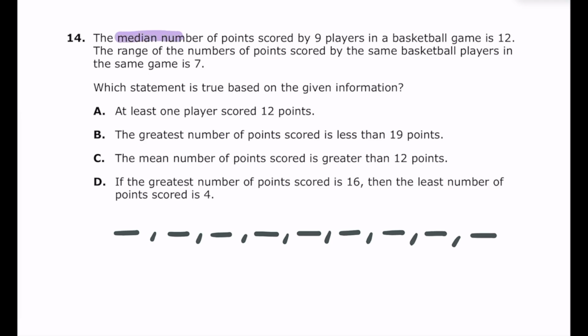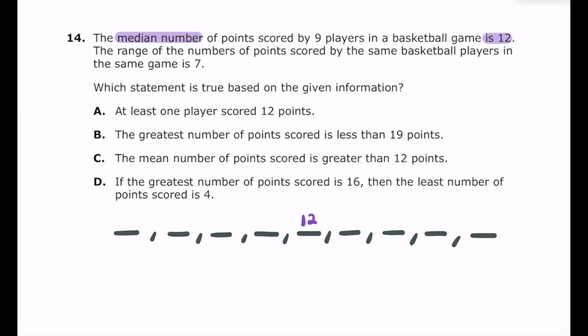Now, when they tell us that the median number of points scored by 9 players is going to be 12, that means that the middle number is going to be 12. So I'm going to go ahead and find the middle number. So 1, 1, 2, 2, 3, 3, 4, 4. This must be the middle slot here. Let's go ahead and put 12. This is called the median.